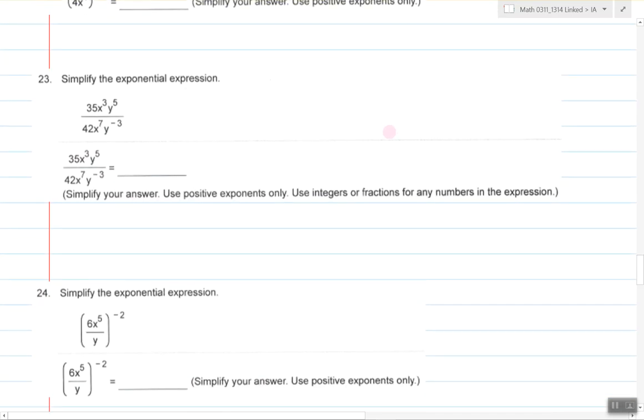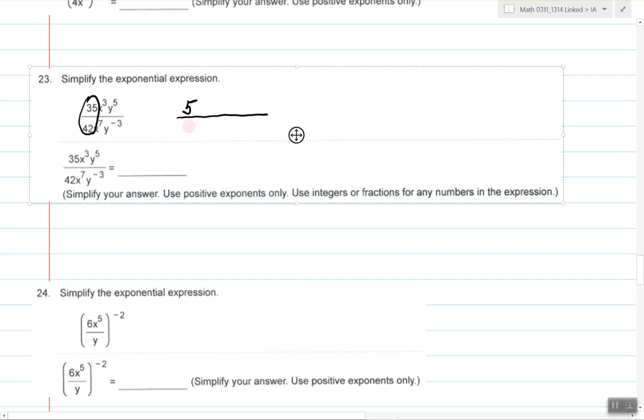Let's look at 23. This appears to be a quotient. Now, with these numerical coefficients, I cannot divide 42 into 35, but I can reduce the fraction. 7 is a common factor. 7 goes into the top 5 times, 7 goes into the bottom 6 times. And then let's just push this like that.